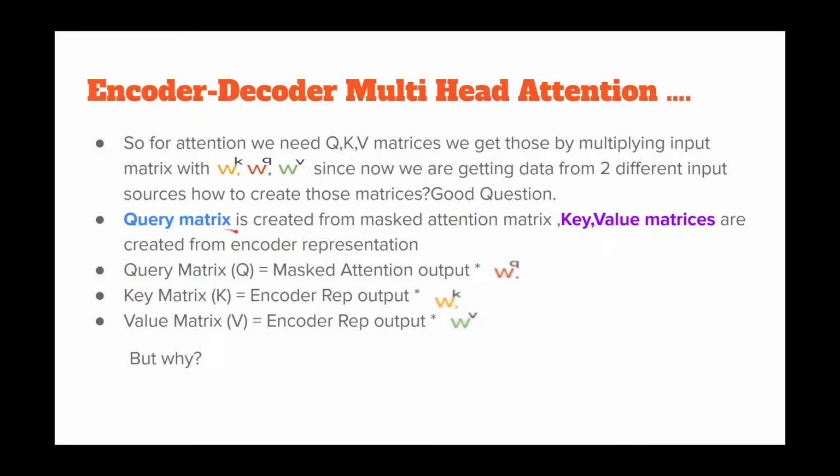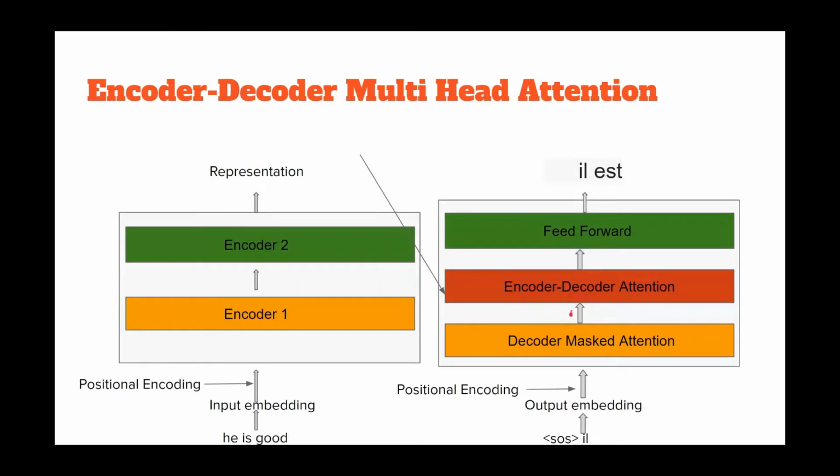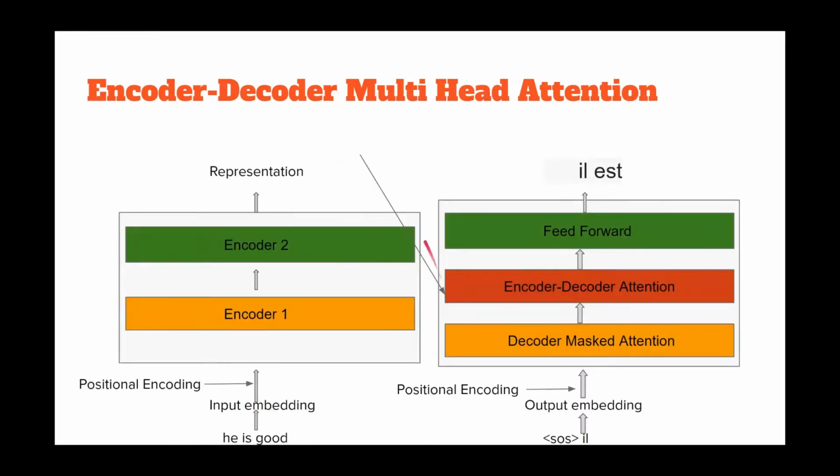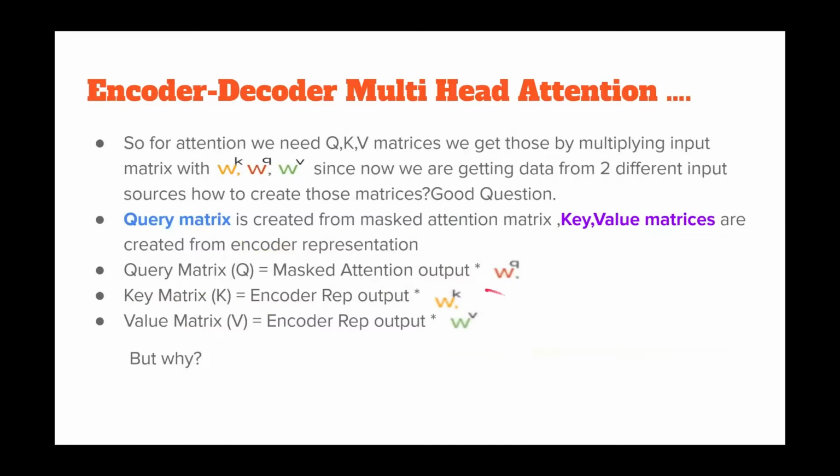Basically, the query matrix is created from the masked attention output, and the key and value matrices are created from the encoder representation. So you create the query matrix by multiplying the masked attention output with WQ. That is the output that you're getting here. And the key and value matrices are created from the encoder output: you take the representation coming from the encoder block and multiply it with WK and WV to generate the key and value matrices. But why?